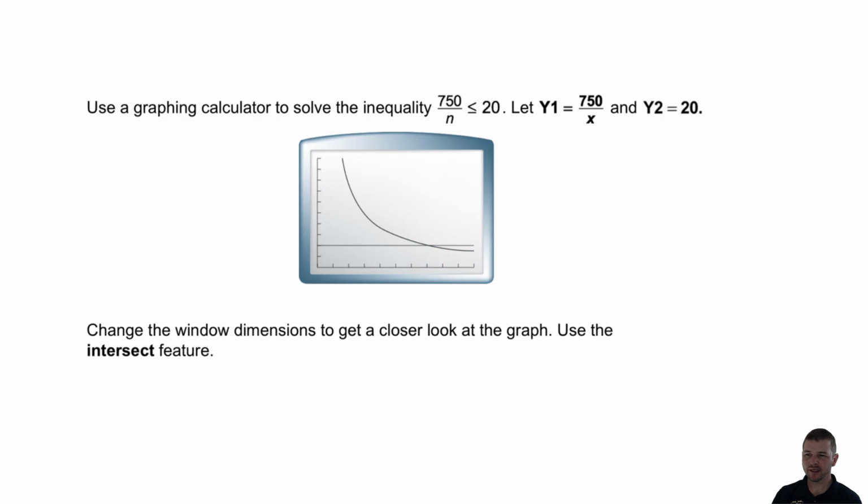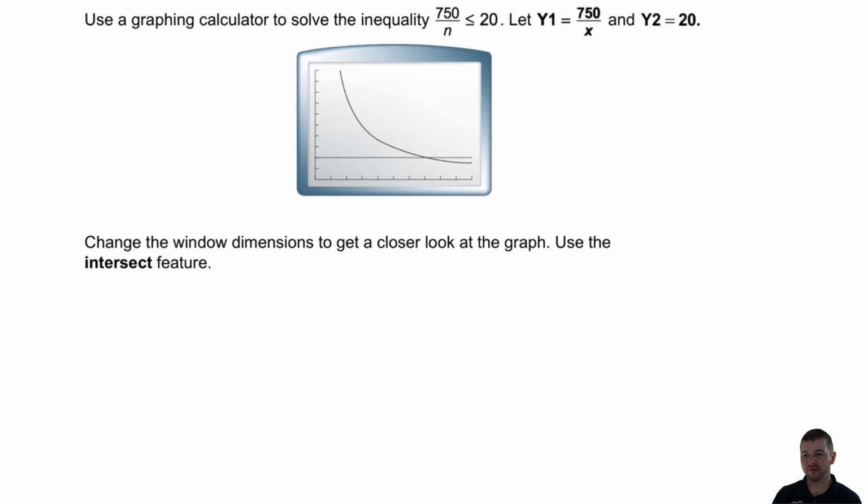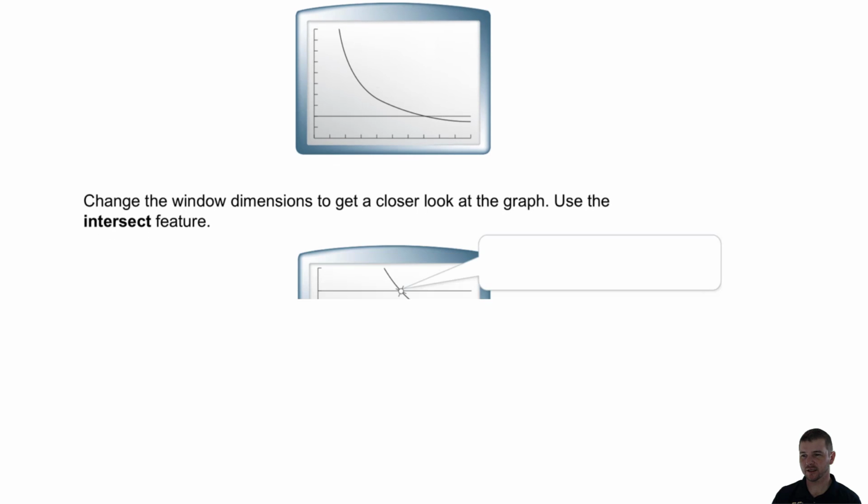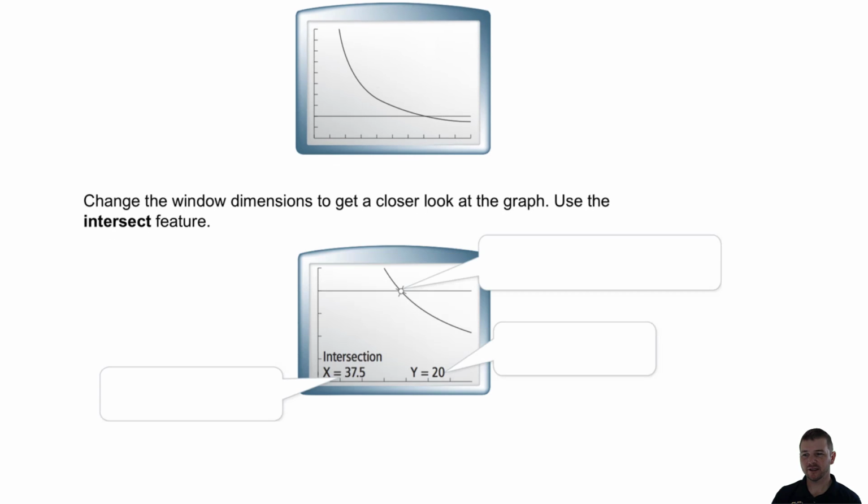We can change the window dimensions to get a closer look at the graph, particularly the point of intersection, and we'll use the intersect feature, or if graphing on Desmos, simply click the point of intersection to reveal its coordinates. We know the number of people riding the bus must be a whole number, so we could either estimate this as 37 or 38 depending on the problem, but since we want the value to be less than or equal to 20, we'll need the next whole number of students greater than 37.5.